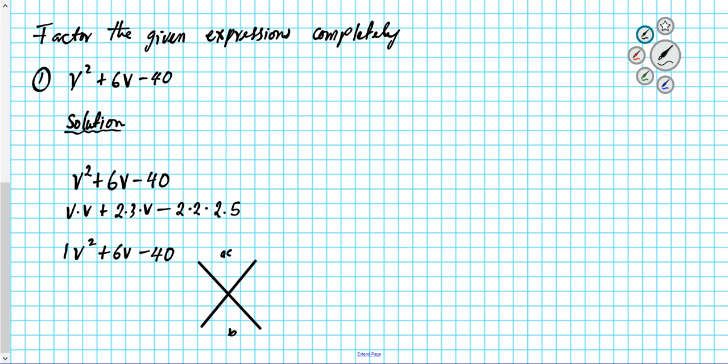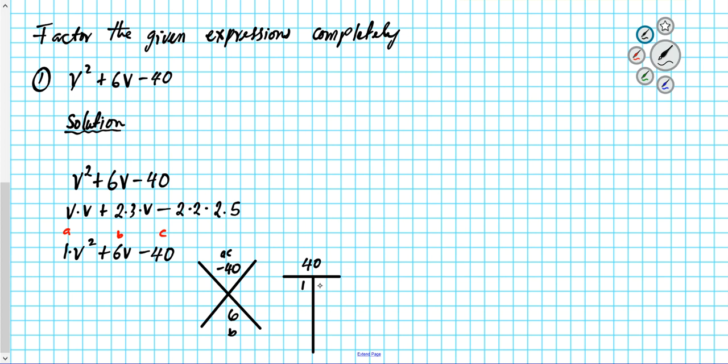So A is 1, B is 6, and C is negative 40. AC is 1 times negative 40, which is negative 40, and B is 6. Okay, so we're going to play the game. What two numbers multiply to give you negative 40 and add to give you 6? If you can't think about it off the top of your head, you can just make a multiplication grid. Find all the pairs of numbers that multiply to give you 40, and then add or subtract them and see which one gives you 6.